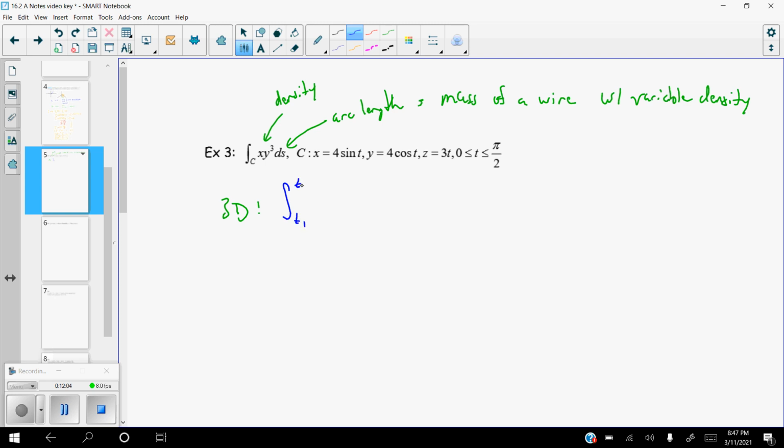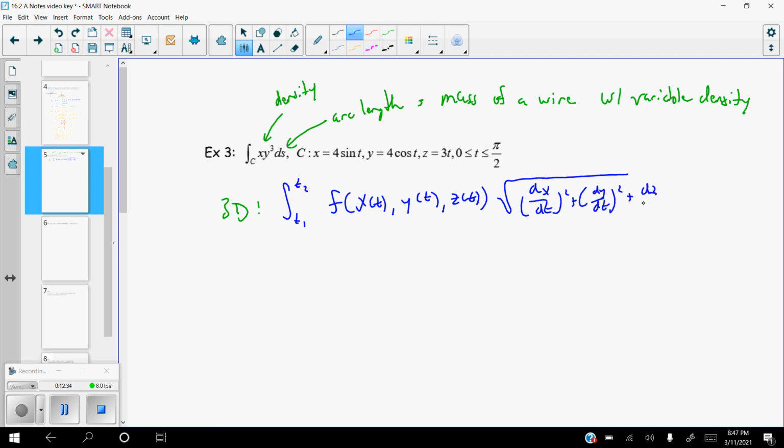You're still going to take an integral from t1 to t2. This time it's just going to be a function of 3 variables. So f will be a function of x of t, y of t, and z of t. And then arc length in 3 dimensions is just the exact same idea as in 2 dimensions, except we have the z component. So ds is the square root of (dx/dt) squared plus (dy/dt) squared plus (dz/dt) squared, dt.